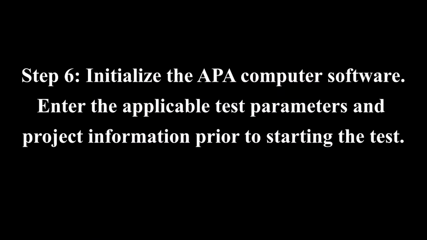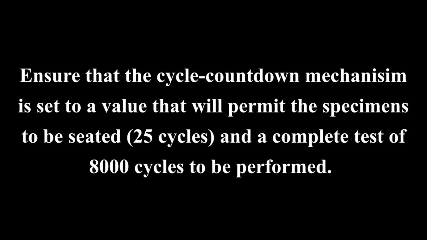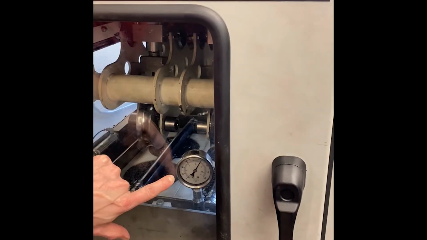Step 6, we need to initialize the APA computer software. We need to enter the applicable test parameters and project information prior to starting the test. We need to ensure that the cycle countdown mechanism is set to a value that will permit the specimens to be seated for 25 cycles and a complete test of 8,000 cycles.